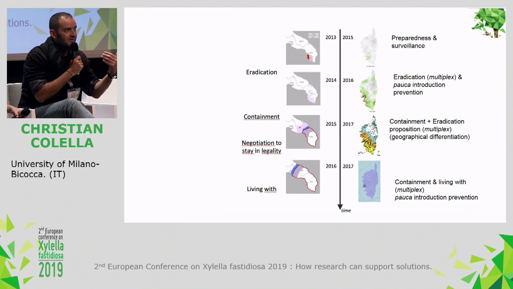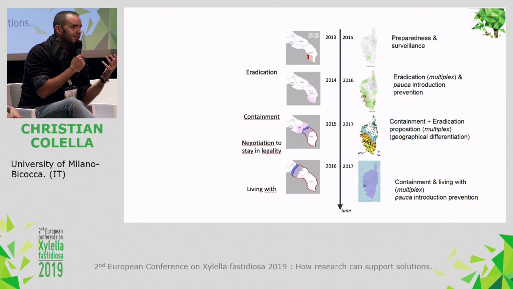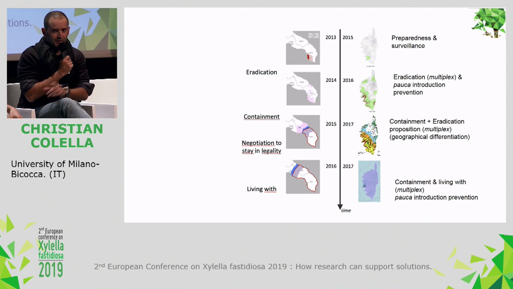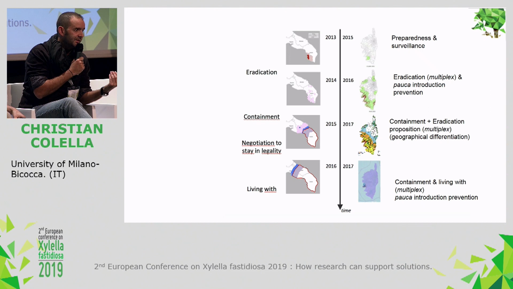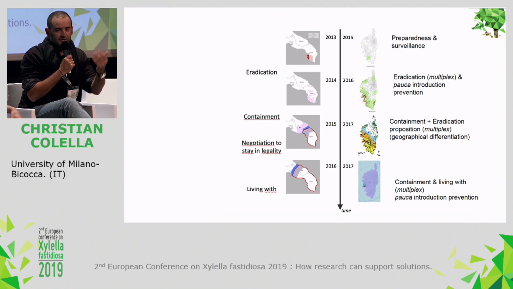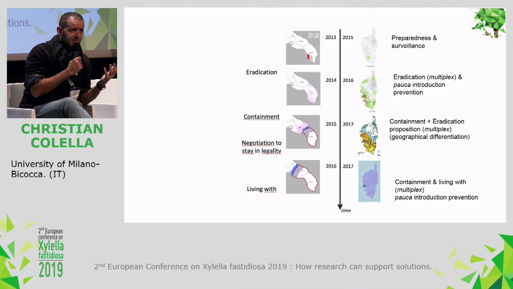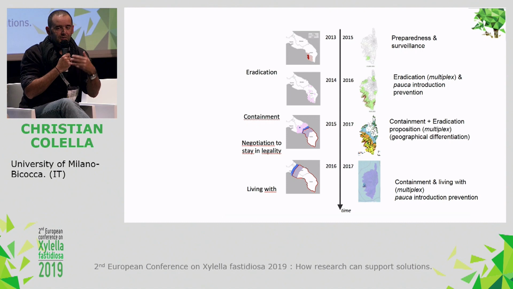In each situation, there was negotiation to try to change the management settings, to negotiate about the zoning, for example, in Corsica, the third map. We see a proposition that was made to cut Corsica in two, with an infected area in the south, a free area in the north, and a buffer zone in the middle. And it's not based on epidemiological knowledge, but on social, economic, and technical comprehension of the situation.